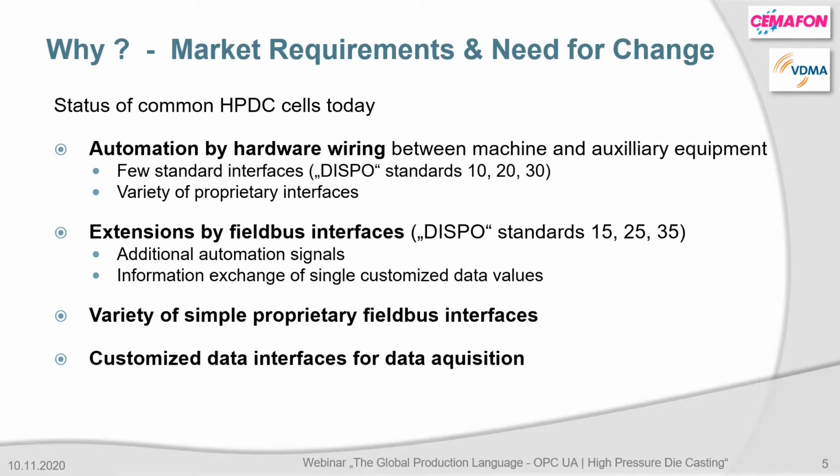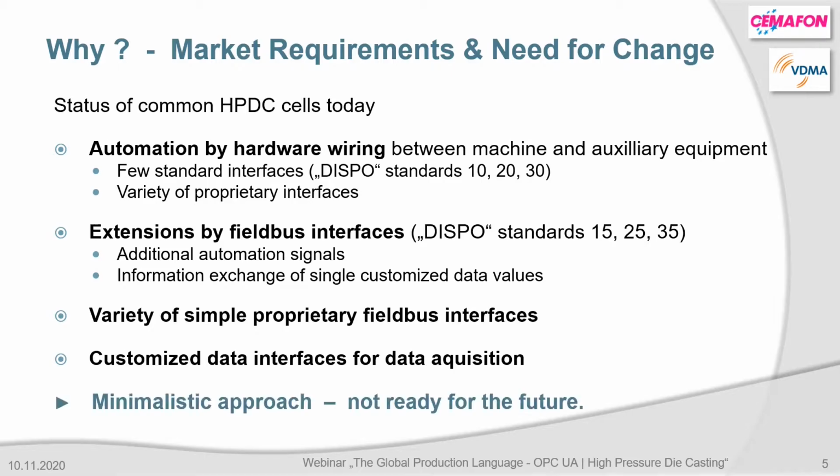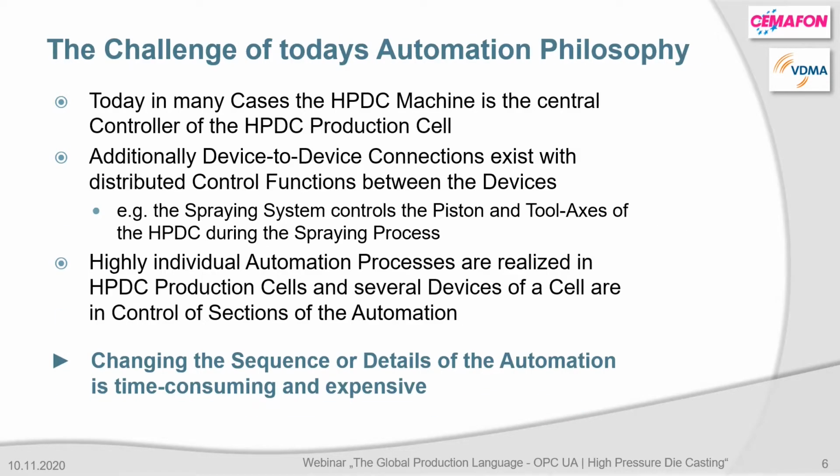Today we already have some standards to make automation a little bit easier. For example, we have the DISPO standard. There are two variants: it's hardwired or it's a field bus based interface, but there's only one use case for this interface, and this is basically automation. Process data and other communication or information is not being processed with this interface. So this is a very, very simple approach. It's too minimalistic for the future. We need a new standard. We need new interfaces for our high pressure die casting cells for the future.